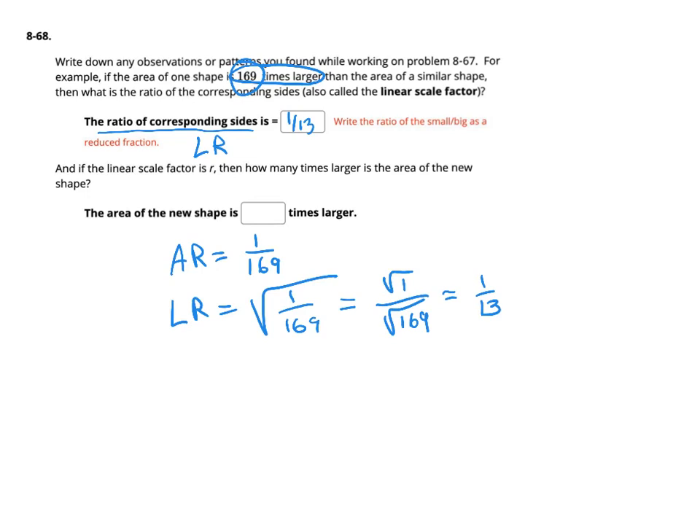The next question says, if the linear scale factor is r, then how many times larger is the area of the new shape? Well, in this case, if the linear ratio is equal to r, we have to square that to find the area ratio. So my answer here is just going to be r squared.